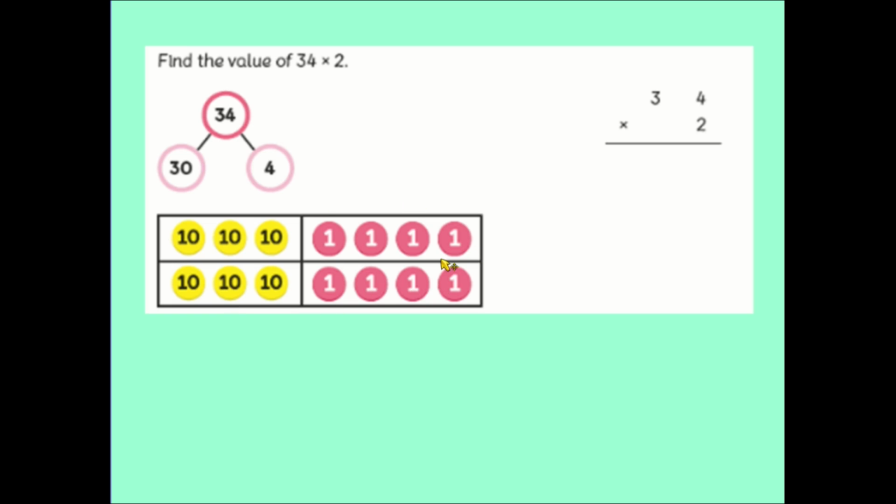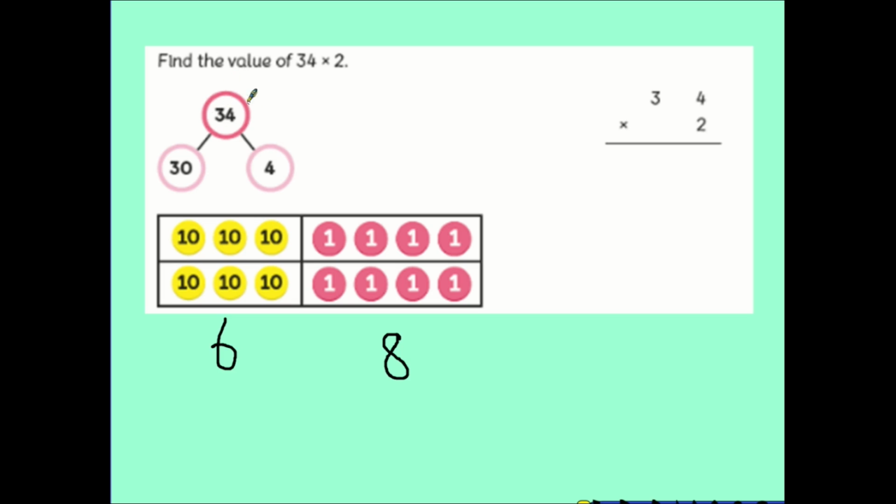So first I'll count up my ones. 1, 2, 3, 4, 5, 6, 7, 8. There are 8 ones. Now I'll count up my tens. 1, 2, 3, 4, 5, 6. There are 6 tens. So I know if I have 6 tens and I have 8 ones, then 34 multiplied by 2 is 68.